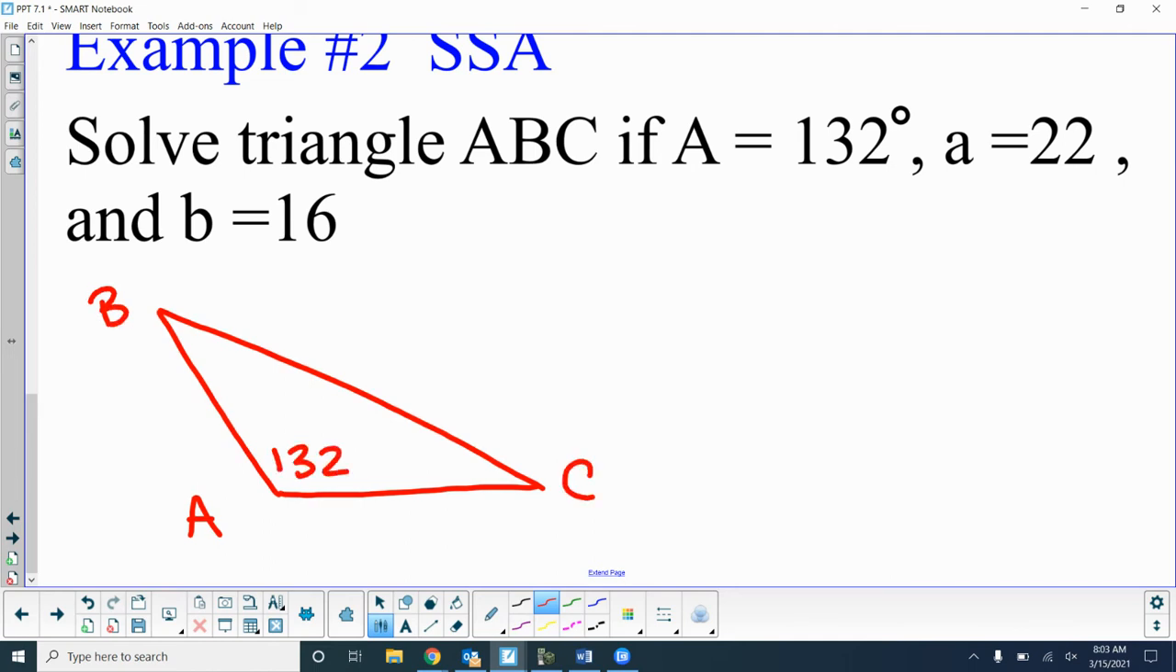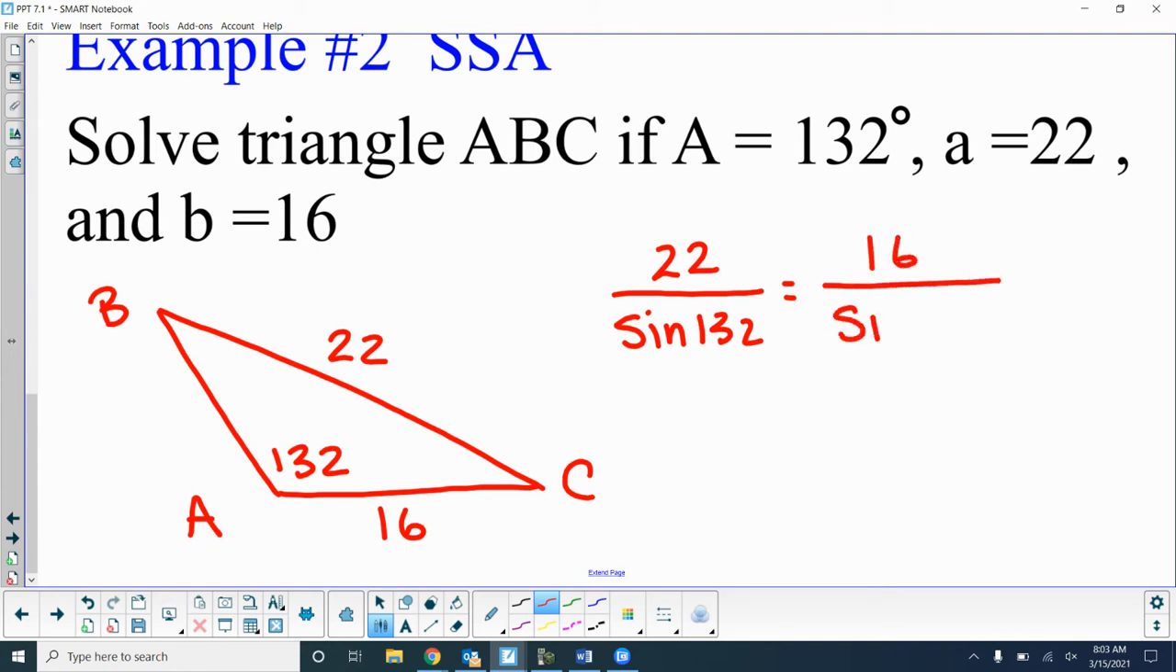So there's 132 degrees. Side A, opposite it, is 22. Side B, opposite it, is 16. So since I have side B, the only angle I can figure out is angle B. Okay? So I'm going to set up my proportion, my law of sines. Side A over the sine of angle A is equal to side B over the sine of angle B. So that's how I have to set that up. Any questions on the setup?